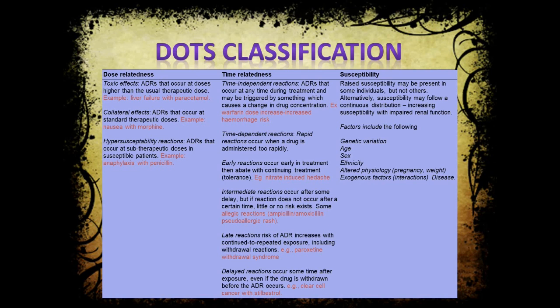Now comes time-dependent reaction. A rapid reaction occurs when a drug is administered too rapidly. It means it occurs at a particular time. It can be categorized on the basis of time.